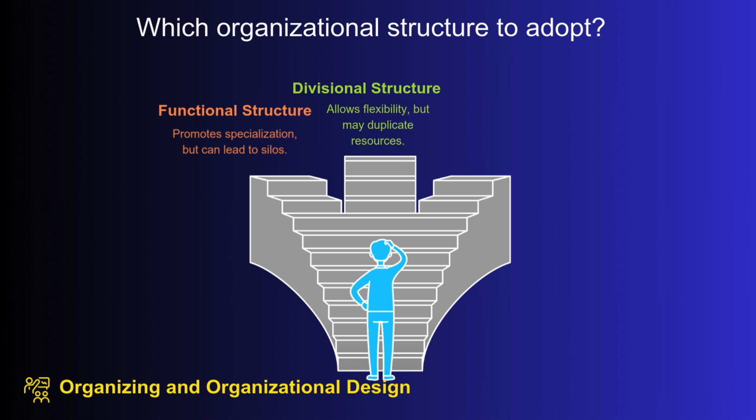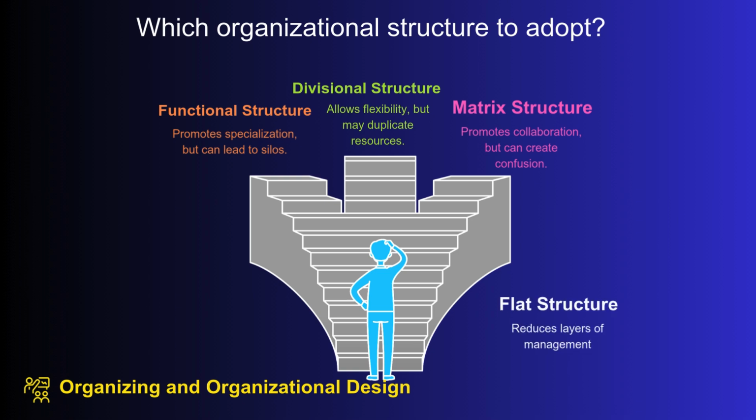Divisional structure organizes departments around products or geographical locations. This allows for flexibility but may duplicate resources across divisions. Matrix structure combines functional and divisional structures, creating dual reporting relationships. While it promotes collaboration, it can also create confusion regarding authority.